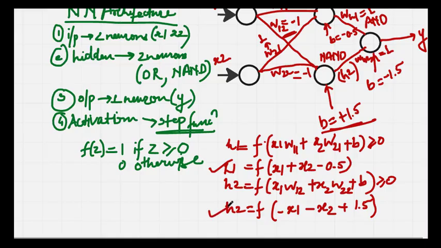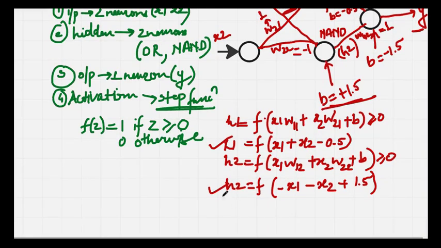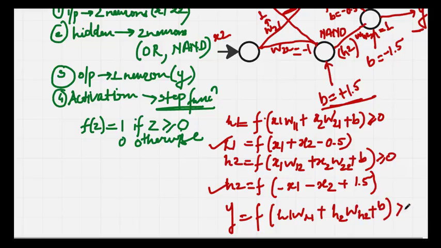So now the equations for the hidden layers are ready. Now what will be my equation for this output layer? My output layer equation will be something like Y, which is nothing but F of... It is for the AND gate. So my W1 will be what? First let me write this: H1 plus H2 times WH2 plus bias. This should be greater than or equal to 0.